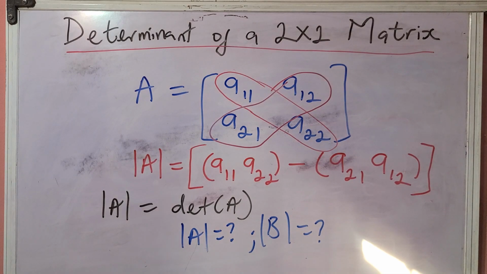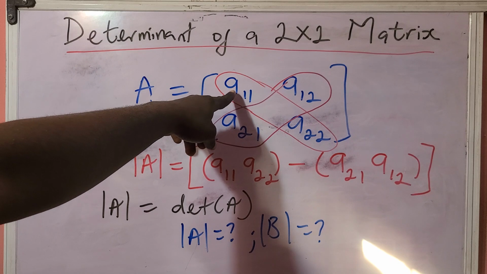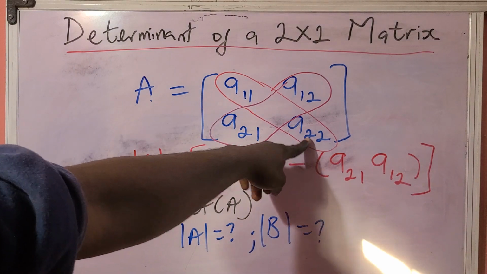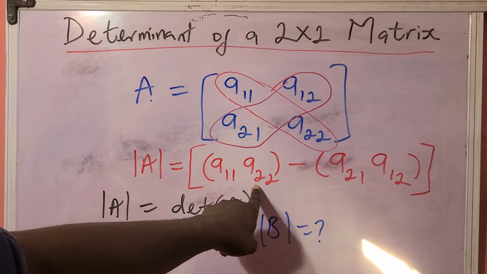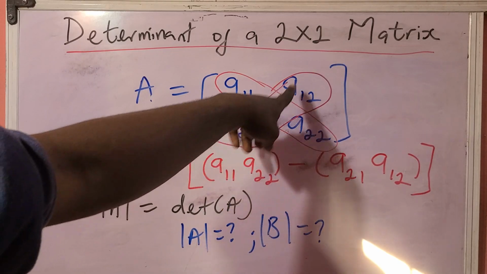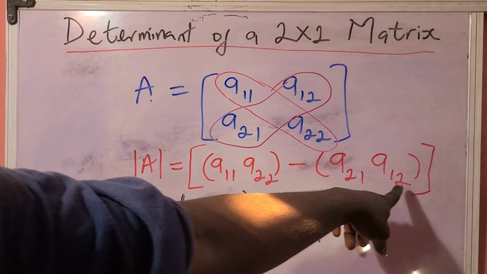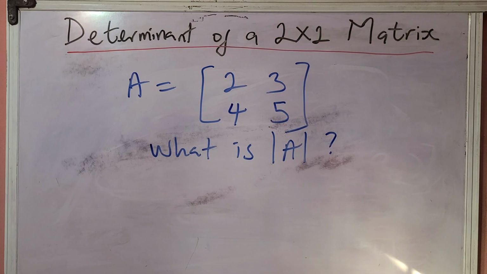So to find the determinant of a matrix, all you have to do is to multiply the elements of the leading diagonal, A11 times A22, what we have right here, and subtract the multiplication of the elements of the other diagonal, A21 and A12. And that will give you the answer you're looking for. Let's try an example quickly.